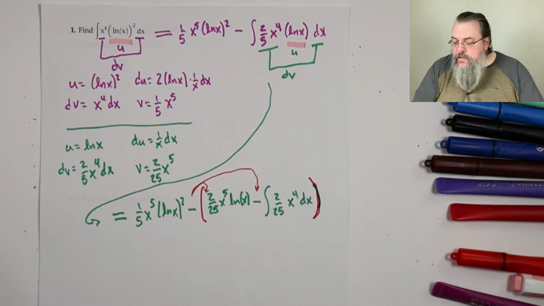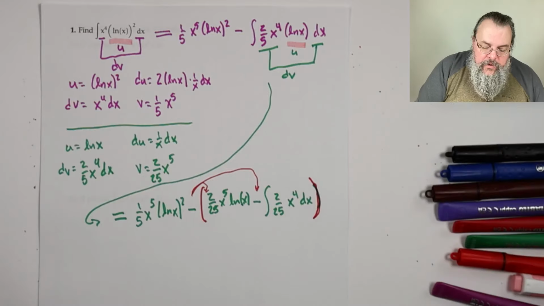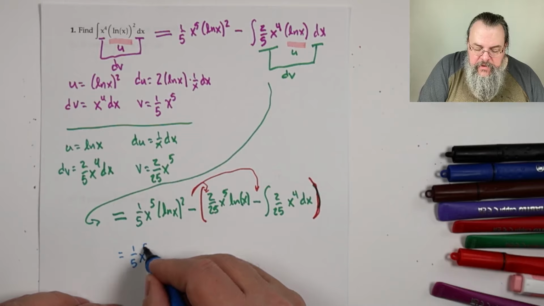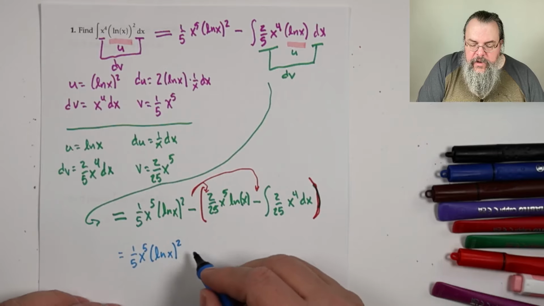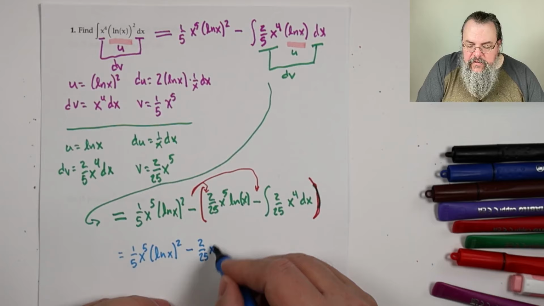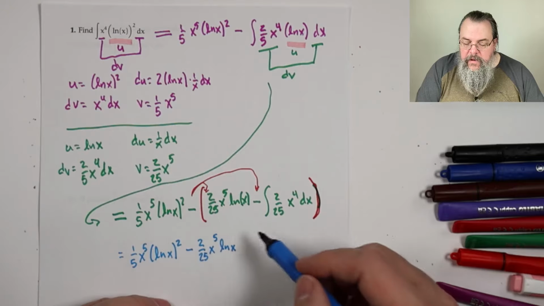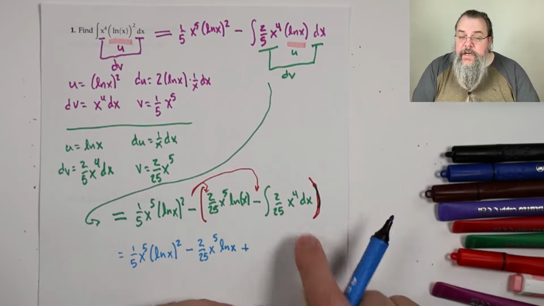Well, we'll swap colors one last time as we write our answer. We have ourselves our 1/5 x to the 5th log of x quantity squared minus 2 over 25 x to the 5th log of x. Right? Minus minus plus.